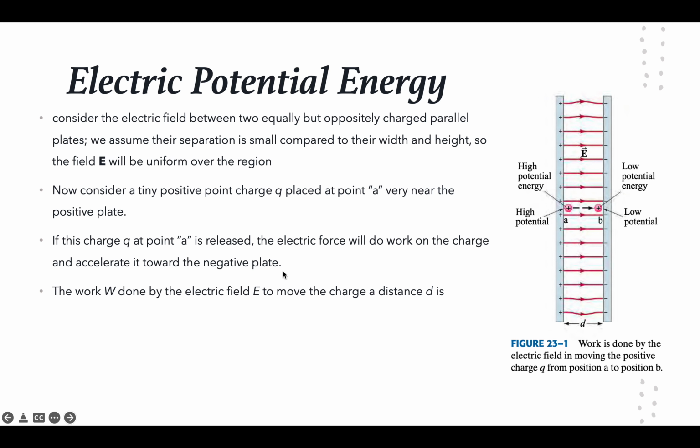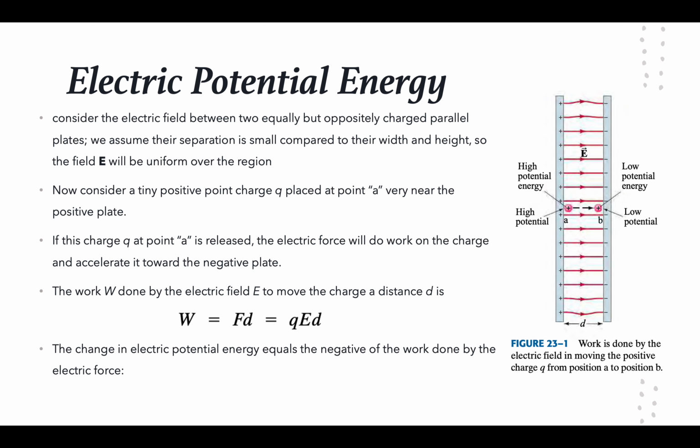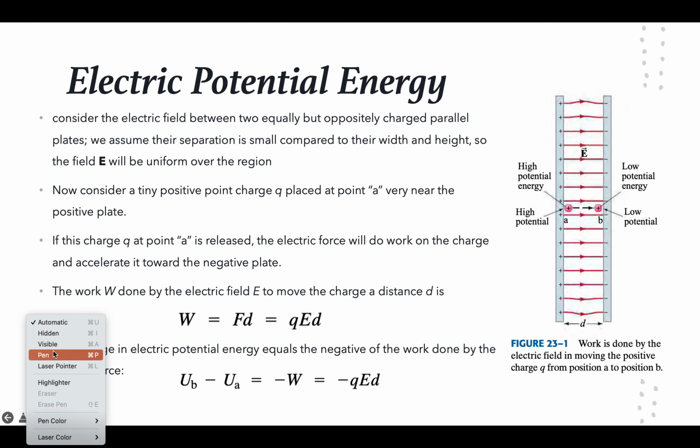So if I want to calculate the change in potential energy, first I have to calculate the work. The work done by the electric field to move the charge is work equals force times distance. Force is equal to Q times E. So that means that work is equal to Q times E times D, which means that the change in potential energy will be equal to the negative of the work done, which would be negative QED.